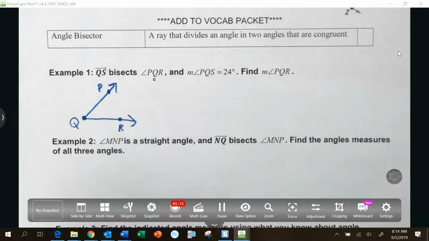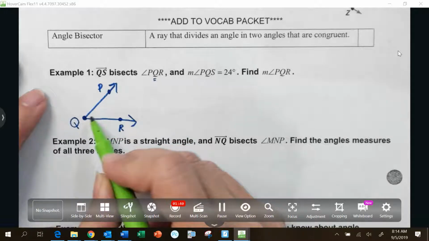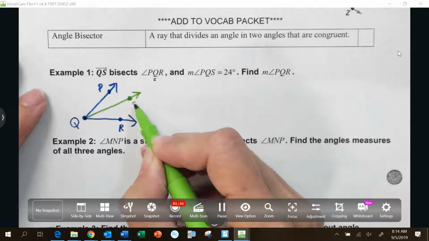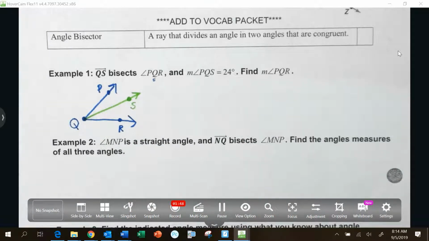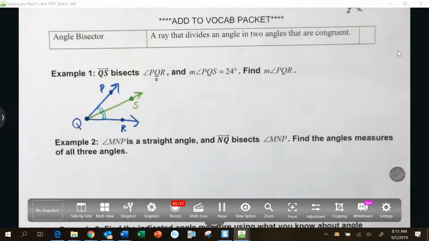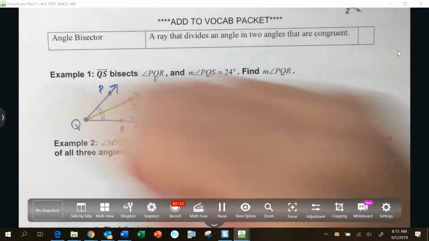And then we're going to draw an angle bisector. That is a ray QS. So if the ray is QS, my endpoint still has to be Q. It has to divide this angle into two equal angles. So there's QS. And if they are equal angles, or congruent angles, I can mark them with the same arcs. Now everybody knows they're congruent. All right, the measure of angle PQS is 24 degrees.